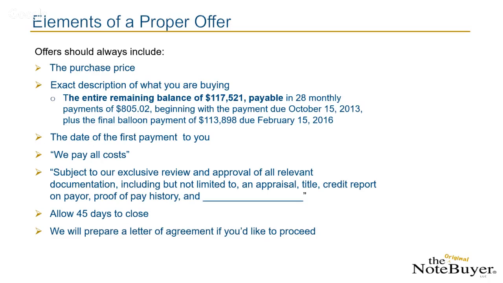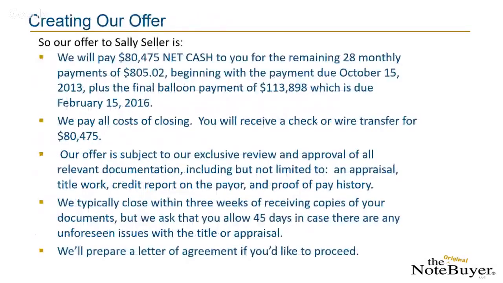And the glitch could even be something like your investor fell off the table and you got to scramble and get a new investor. It could be something like that. And then I always let them know that the way to proceed is to let me know, and we will prepare a letter of agreement if they'd like to proceed. You need to give them an action item, and that is let me know if you'd like to proceed, and then I will prepare the letter of agreement.